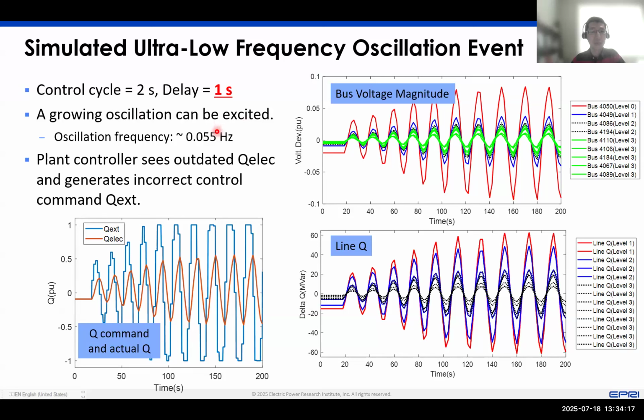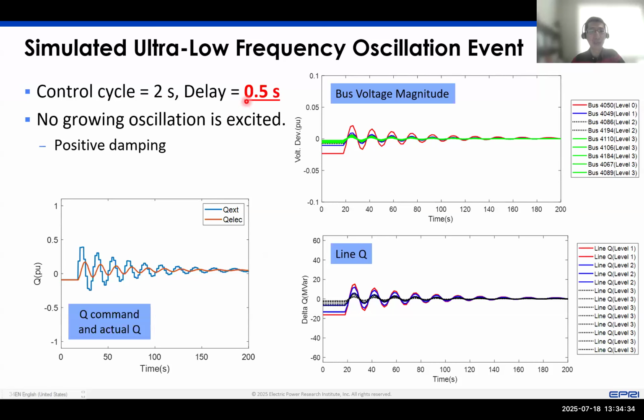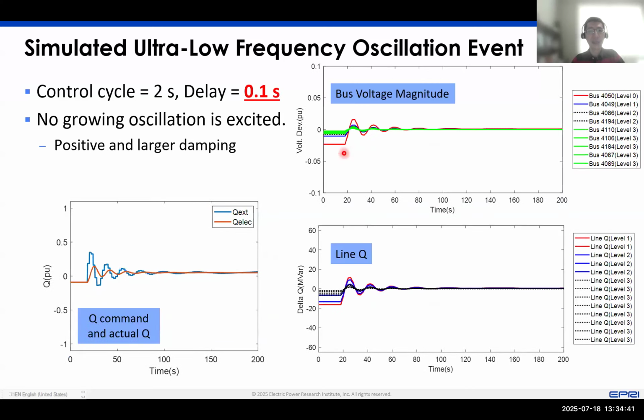The oscillation frequency is 0.055 Hz. It's pretty low. The reason is that because of the delay, the plant controller always sees outdated, delayed measurements of active power, so that triggers the oscillations. If we reduce the delay to 0.5 second, it's not a growing oscillation, but we still can see the oscillation. If we reduce the delay to 0.1 second, the oscillation is quickly damped, so there's no growing oscillation anymore.